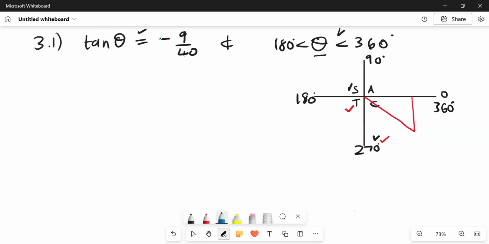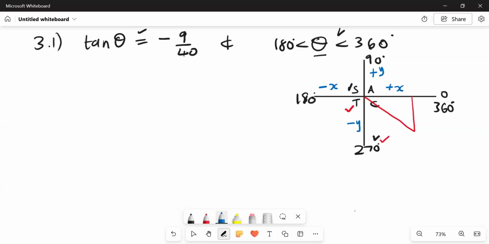Now, I want to remind you of something. When you go up, your y is positive. Left-hand side, you get your negative x. Right-hand side, you get your positive x. Down, you get your minus y. Please make sure that you remember this.